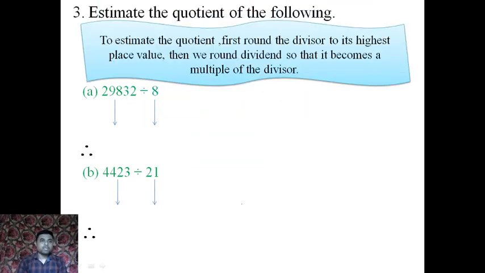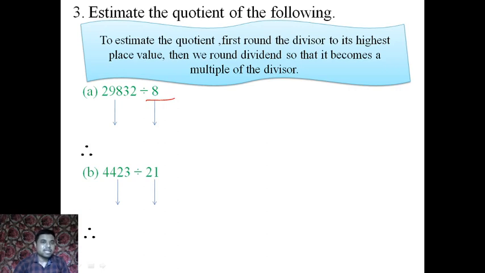First, see the rule. To estimate the quotient, first round the divisor to its highest place value, then round the dividend so that it becomes a multiple of the divisor. Let's understand it with an example. What is the first step? The first step is to round the divisor to its highest place.